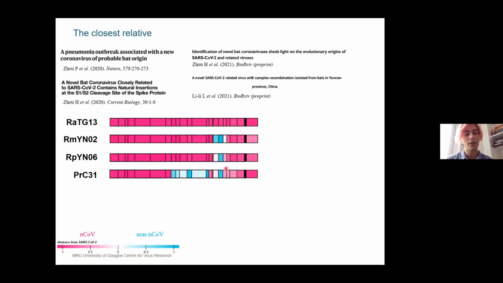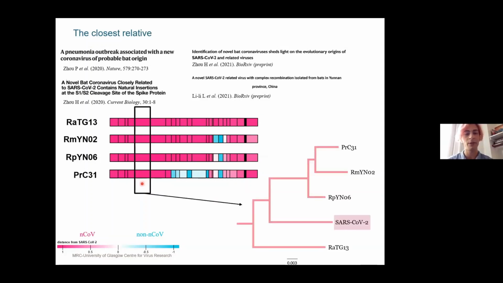You can see that these viruses have some recombinant bits, but I will focus on one of the regions where they all fall in the nCoV clade. This is region 5 here, one of the longest spans. If you do the phylogeny here and zoom in, you can see SARS-CoV-2 here, RATG13 here, and then these three viruses form this distinct clade that I like to call the Yunnan clade.